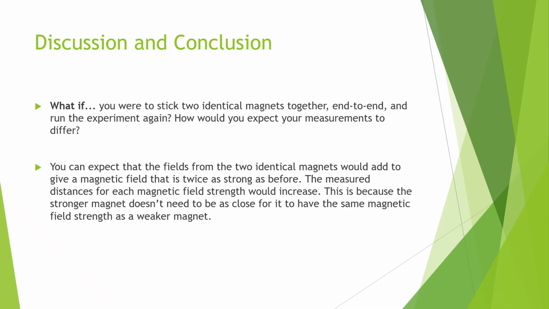If we had stuck two identical magnets together and ran the experiment again, you can expect that the fields from the two identical magnets would add to give a magnetic field that is twice as strong as before. The measured distances for each magnetic field strength would increase. This is because the stronger magnet does not need to be as close for it to have the same magnetic field strength as a weaker magnet.